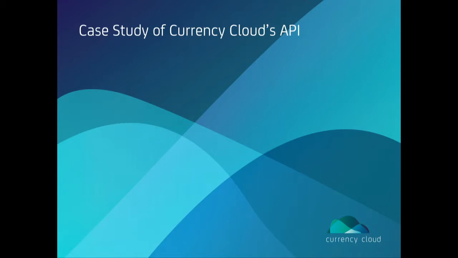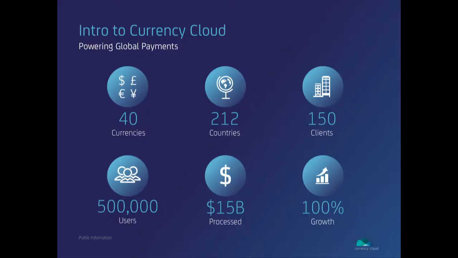So Currency Cloud is an international payments company, and we try to make it easy for businesses to make payments across the world. We deliver our services primarily through an API. We're processing 40 currencies across 212 countries. We have 150 clients. Through them, we access 500,000 end users. And to date, we've processed $15 billion worth of payments.